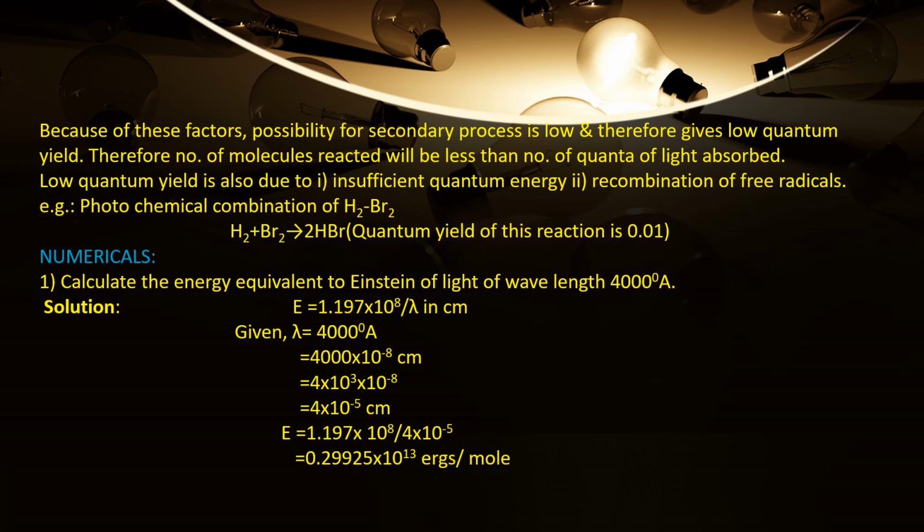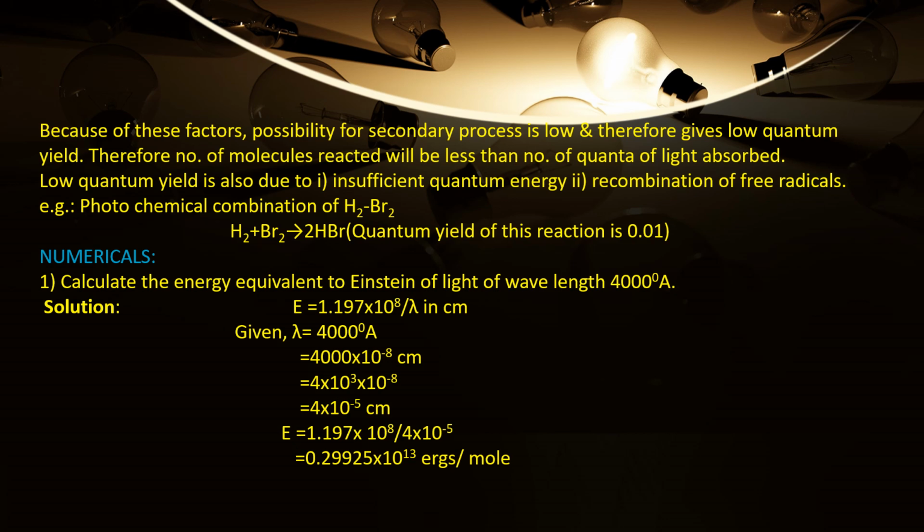I have quoted one problem also here. Just look at this numerical. Calculate the energy equivalent to one Einstein of light of wavelength 4000 angstrom units. The value provided in the problem is only 4000 angstrom units. So we should take the formula from Stark-Einstein's law of photochemical equivalence, that is E is equal to 1.197 into 10 power 8 by lambda in centimeters. So wavelength is nothing but lambda. Lambda is equal to 4000 angstrom units given in the problem.